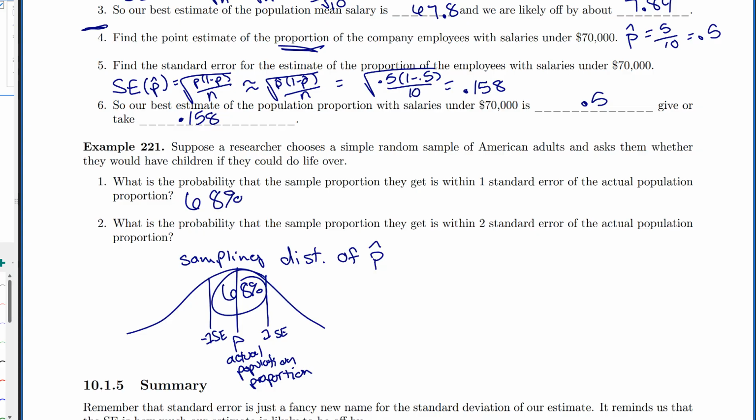68%. Okay. And what's the probability that they get a sample proportion within two standard errors? Well, if we want to go out two standard errors, above or below, then that's going to be 95%. So we'll say 95% there. That's reassuring. It tells us we can tell someone in advance, if you want to go take a sample proportion, you have about a 68% chance that you'll get a sample proportion within one standard error. And you have a 95% chance that you'll get a sample proportion within two standard errors.